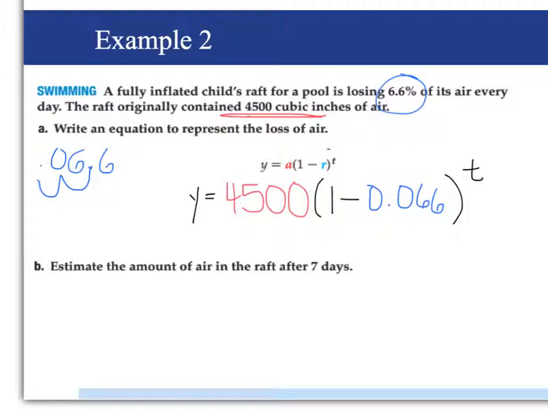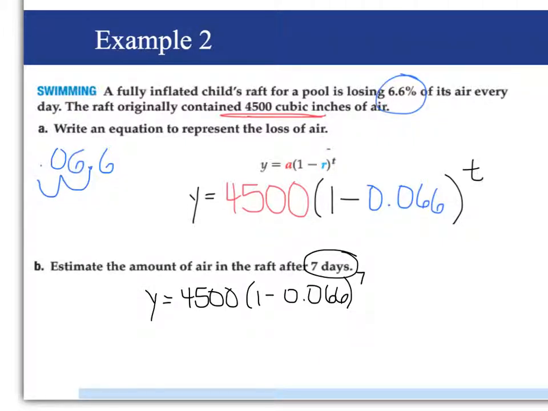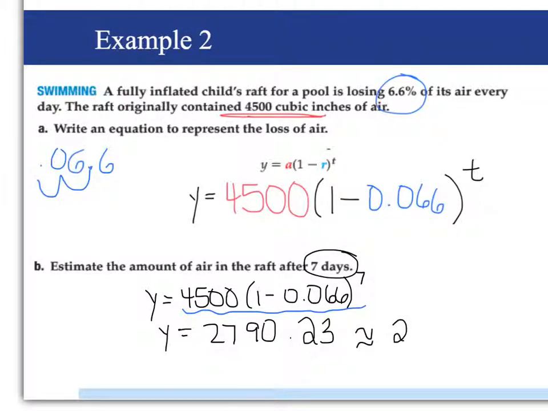Part B says estimate the amount of air in the raft after 7 days. So we would say y equals 4,500, because we're looking for y, which is that final amount, times 1 minus 0.066. Instead of t, we're going to put our 7 up there. And when you type in this entire string without the y equals into your calculator, you'll get y equals 2,790.23, which is about 2,790 cubic inches of air after 7 days. So let me just fix that for you.